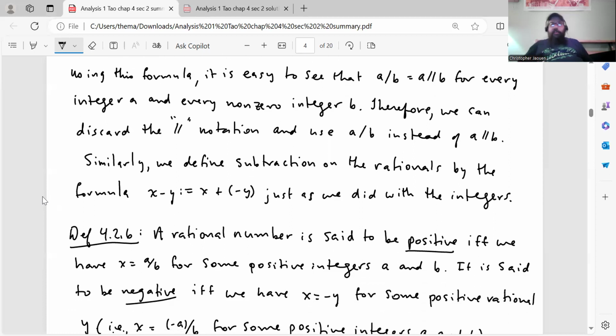Similarly, we define subtraction on the rationals by the formula x minus y is equal to x plus the negative of y, just as we did with the integers.